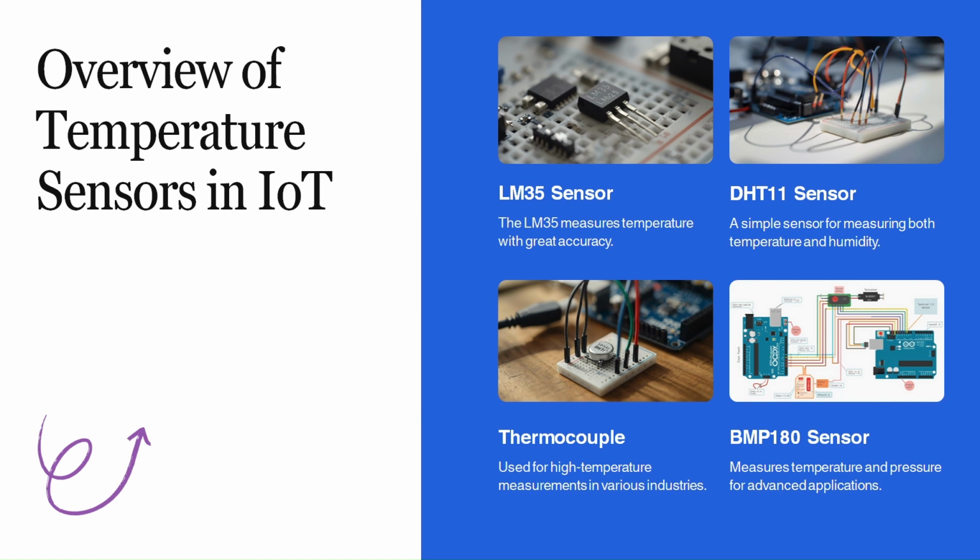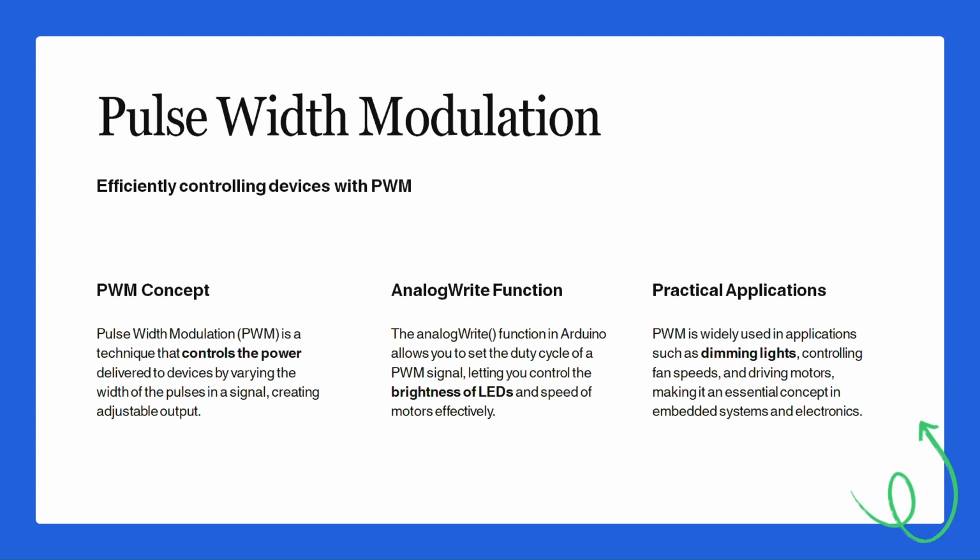That is the LM35, DHT11, thermocouple and BMP180 sensors. PWM is the main thing in IoT. Pulse width modulation is a technique that controls the power delivered to a device by varying the width of the pulse in a signal, creating an adjustable output. We vary the width of the pulse and make an adjustable output.